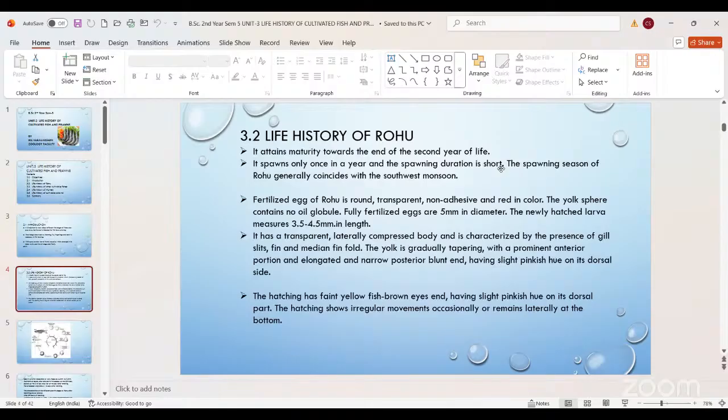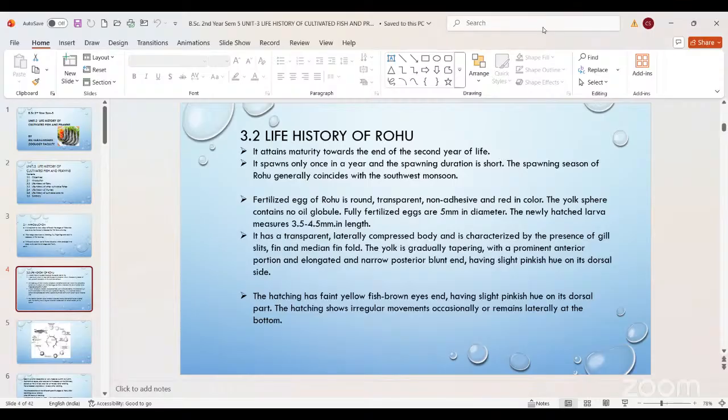If you look at the life history of rohu, it attains maturity towards the end of the second year of life. It spawns only once in a year, and the spawning duration is short. The spawning season of rohu generally coincides with the southwest monsoon.